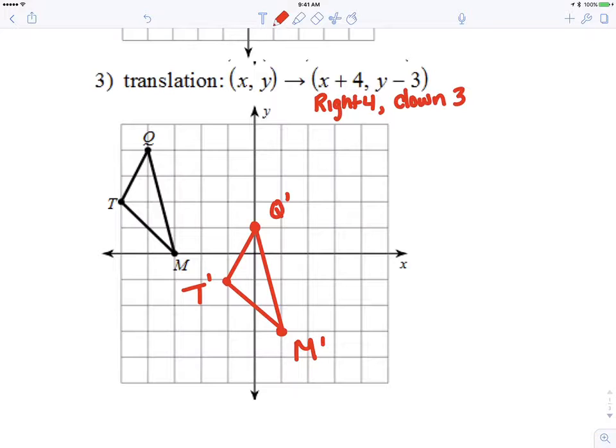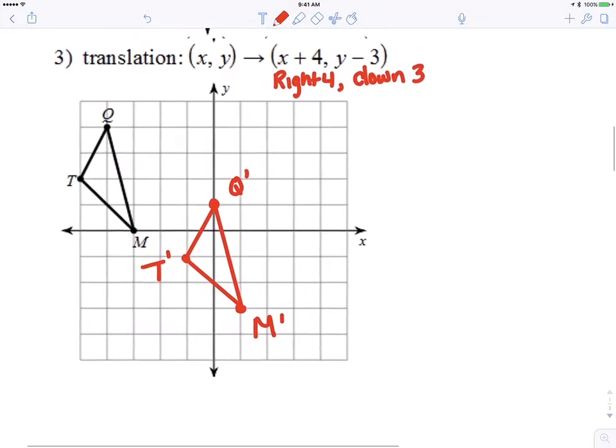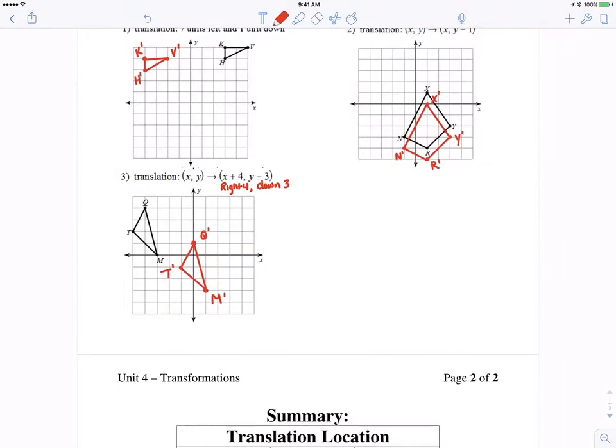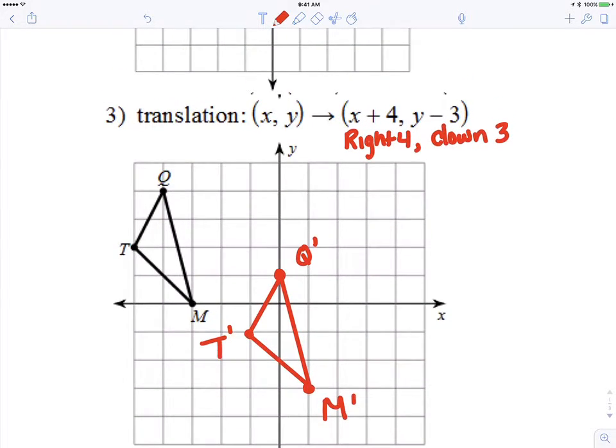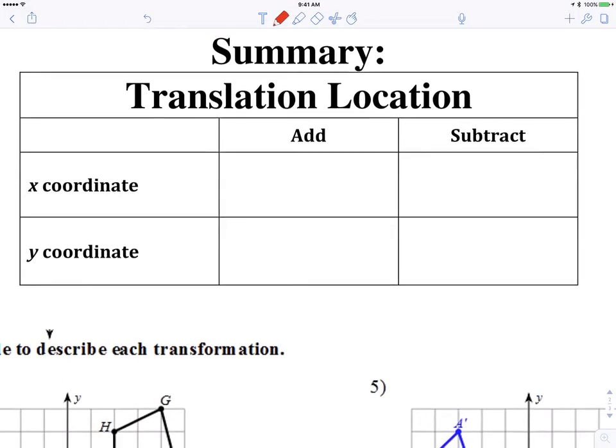Okay, that's half of the lesson. The other half of the lesson is moving in the other direction. So if I wanted to write the rule and I knew what the picture already looked like, how would I go about doing that? So we really need to pay attention to what it means when we add or subtract from each coordinate. So as a summary, if I'm going to add to the x coordinate, that means I'm moving to the right. If I subtract from the x coordinate, that means I'm moving to the left.